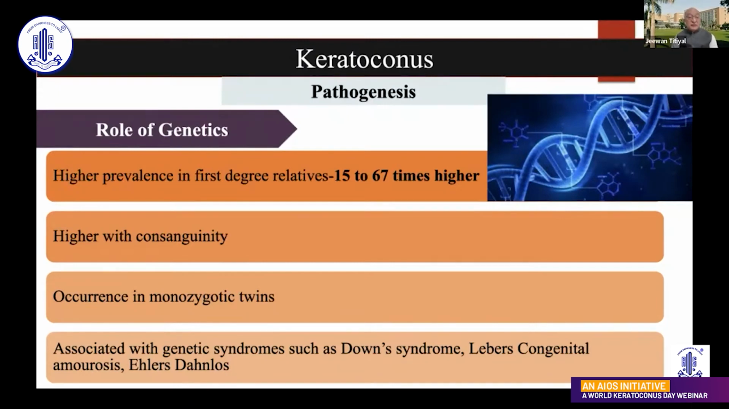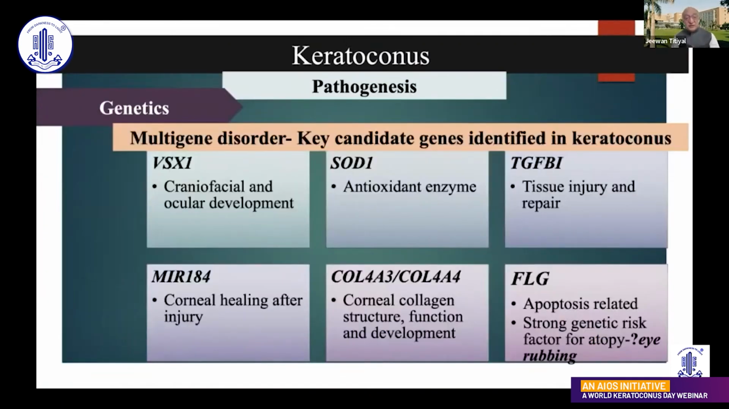And we have seen that it occurs in monozygotic twins. Both will have keratoconus. There are some genetic disorders, as I talked about, syndromes like Down syndrome, Leber's congenital amaurosis, or atopic disorders, where keratoconus is very common. And there are various genes which have been picked up in keratoconus patients, which are associated with the disease.